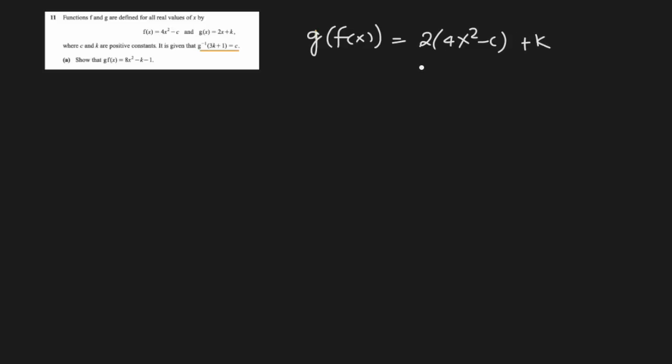So 2 times 4x squared will be 8x squared minus 2c plus k, which is exactly like this, except that this minus 2c has been evaluated to 1, and we can use this part to get the value of c. Let's see. G inverse 3k plus 1. First we will find the inverse of g of x. So g of x is equal to 2x plus k.